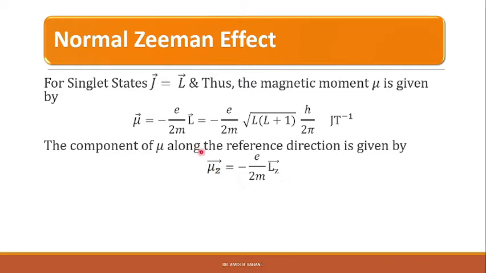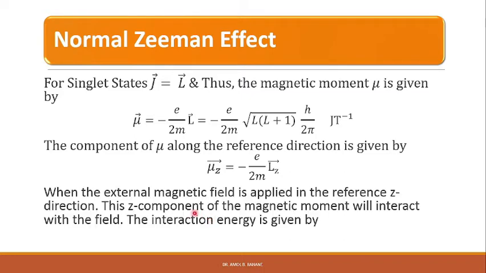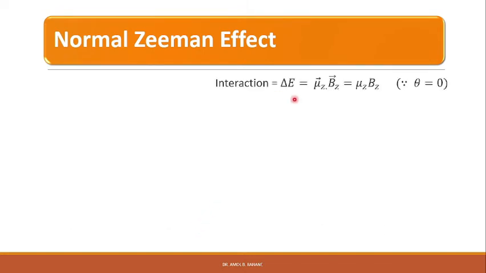And therefore the magnetic moment also has a component in the reference direction, and that component is mu z vector, right? So when the external magnetic field is applied in the reference direction, that means the z direction, this z component of the magnetic moment will interact with the field, and the interaction energy is given by delta E is equal to mu z vector dot Bz vector, which is equal to mu z into Bz, since theta is equal to 0 and therefore cos 0 is 1, right? So delta E is equal to minus He upon 4 pi m Bz into Lz.